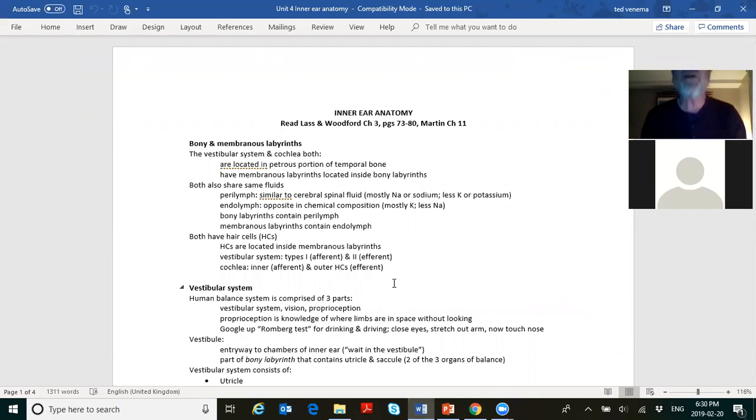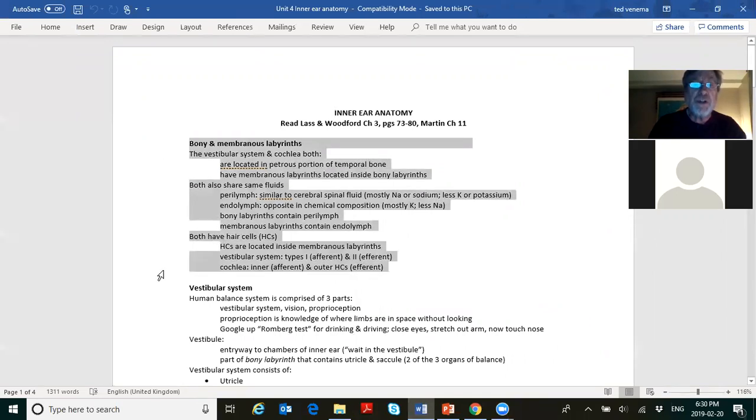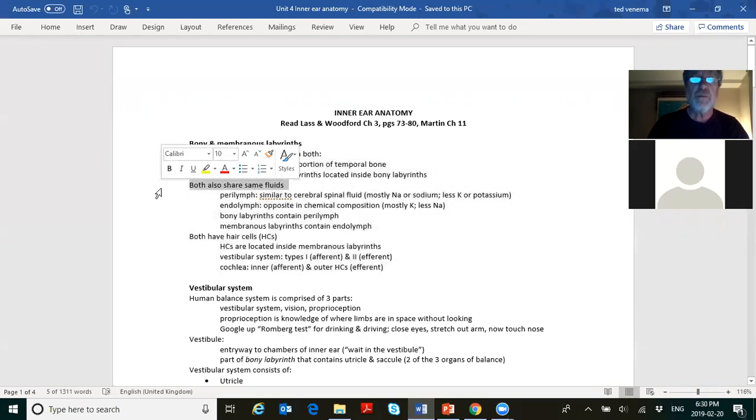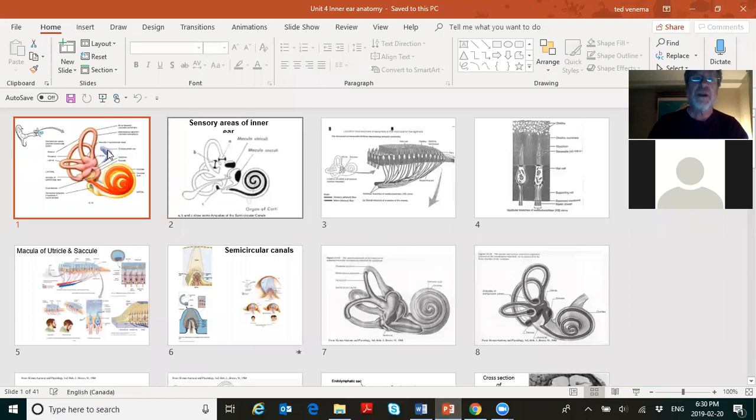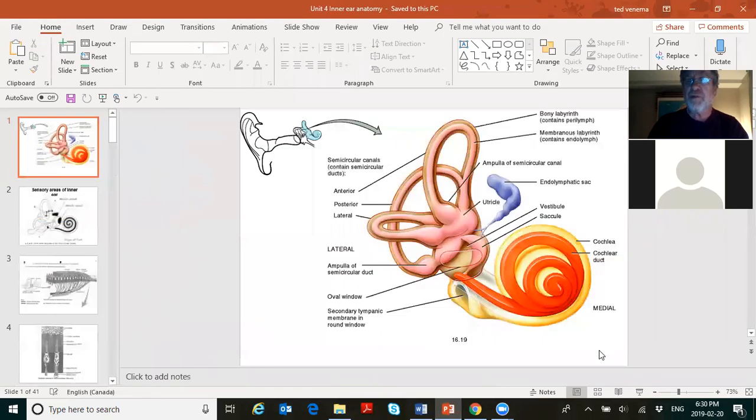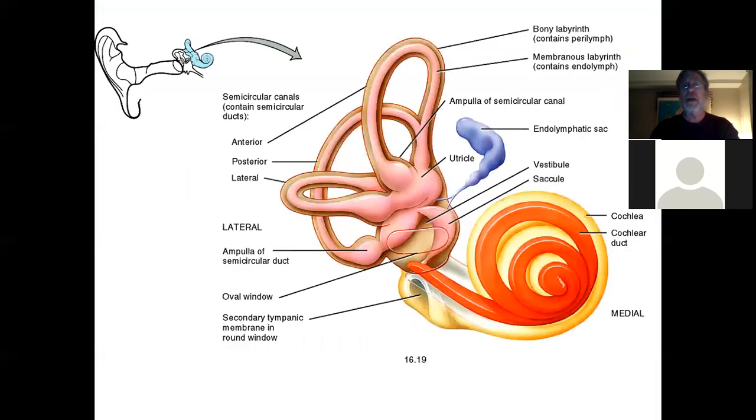The thing about the inner ear, look at the first section right here. This is what we're going to talk about for the first 15 minutes or so. Okay? Bony and membranous labyrinths, vestibular system and cochlea both share same fluids. Both have hair cells. So let's look at a picture of that stuff. Pull it up here. Okay, make it large.